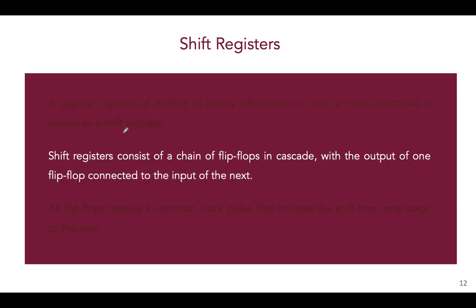So shift registers, like regular registers, consist of a chain of flip-flops in cascade. If you want to design a 4-bit shift register, you'll use 4 flip-flops. A chain of flip-flops in cascade with the output of one flip-flop connected to the input of the next, and that is how the shifting will take place.